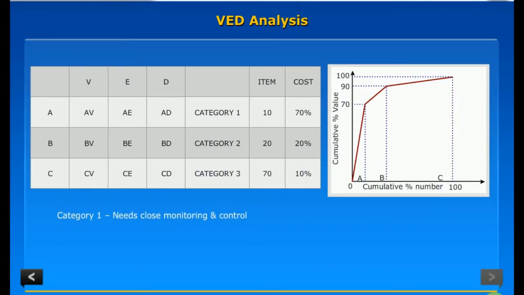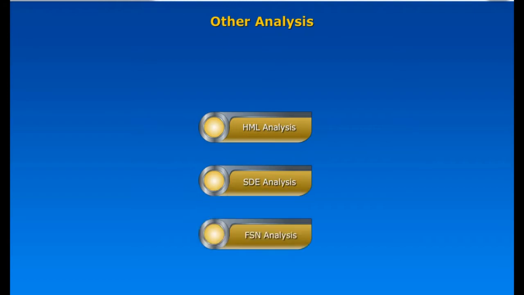Category 1: needs close monitoring and control. Category 2: moderate control. Category 3: no need for control. Other analysis: HML analysis, SDE analysis, FSN analysis. Click each tab to learn more.